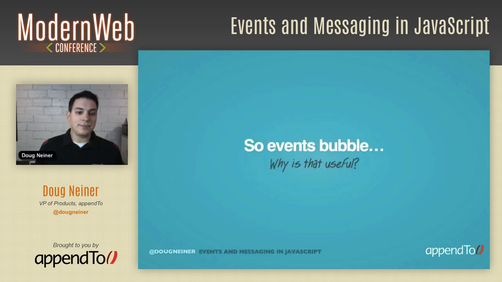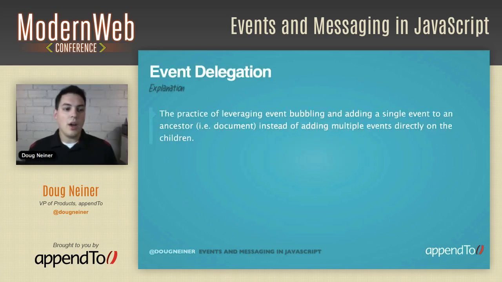Now there's a gotcha. Oh, you know what? We're going to talk about the gotcha in just a minute with event delegation. Sorry, I'm jumping ahead of myself. Events bubble, right? I just covered that in the last few minutes here. Why is that useful? Well, that's where event delegation comes in. And I'll read this right off the slide, but it's the practice of leveraging event bubbling and adding a single event to an ancestor, example would be the document, instead of adding multiple events directly to the children.